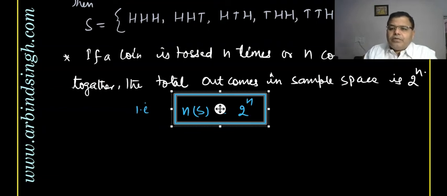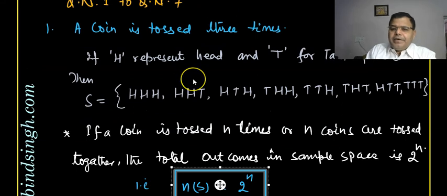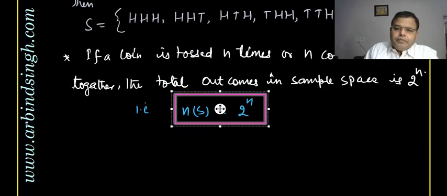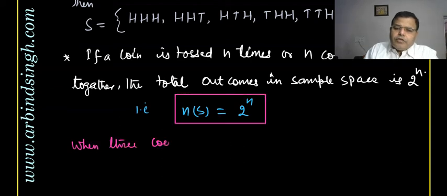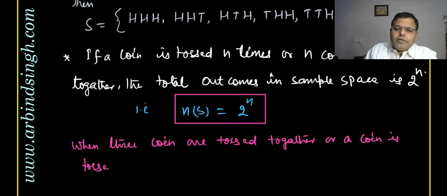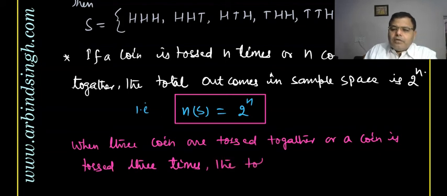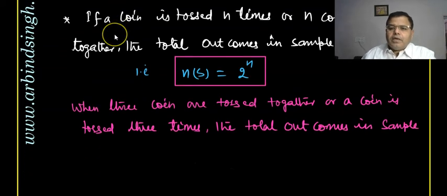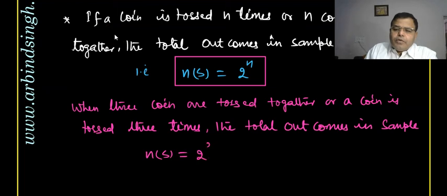So here, when 3 coins are tossed together, the total number of outcomes will be 2 to the power 3, and 2 to the power 3 is 8. And so here we have 8: 1, 2, 3, 4, 5, 6, 7, 8. So when 3 coins are tossed together, or a coin is tossed 3 times, the total outcomes in the sample space will be NS is equal to 2 to the power 3, that is 8.